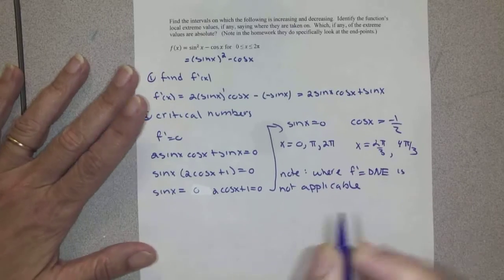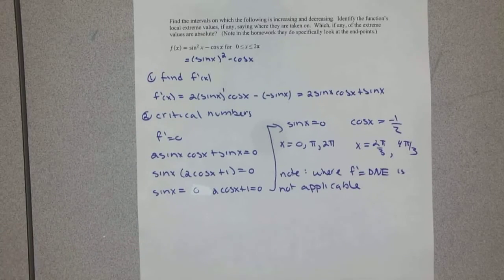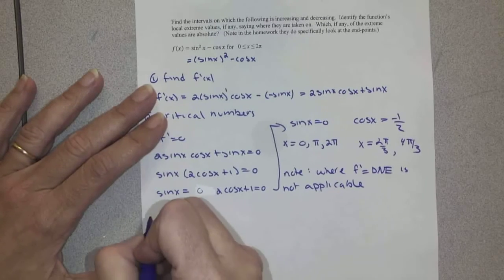Now you wouldn't have to write that down, but we do need to remember that there are 2 types of critical numbers. One of the most common mistakes is people forget about that second type of critical number, and then when that second type, where the derivative doesn't exist, is in the problem, that mucks up the entire problem. But here, that's not applicable. So now I'm going to make my sign chart.